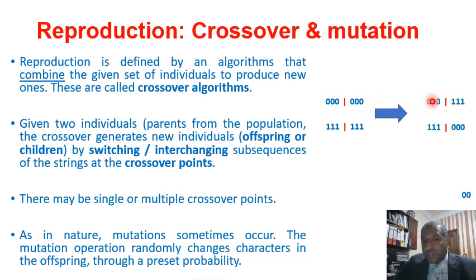So we have interchanged these subsections of genes in order to create new offsprings. So these two parents have created two offsprings through crossover. This is called single crossover, but we may have multiple crossover points, which is called multiple crossover.